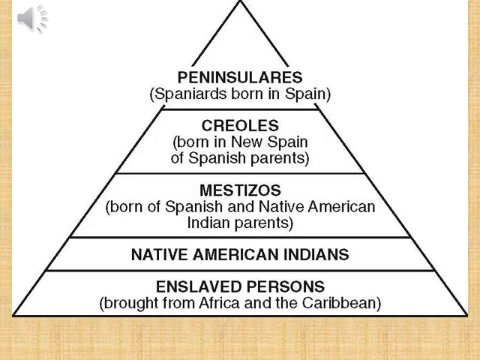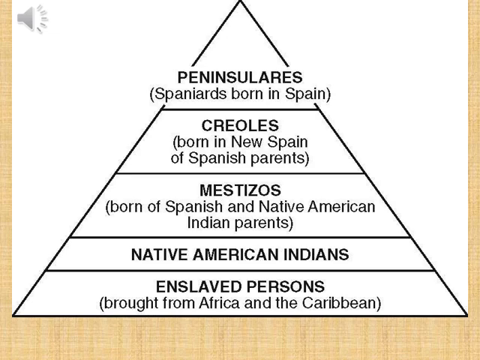This chart shows the 5 different classifications of peoples in Latin America at the turn of the 16th, 17th, and 18th centuries. At the top were Peninsulares. These were Spaniards born in Spain. Just beneath them were Creoles. These were people who were born in New Spain or one of the Spanish colonies to Peninsulares or Spanish parents.